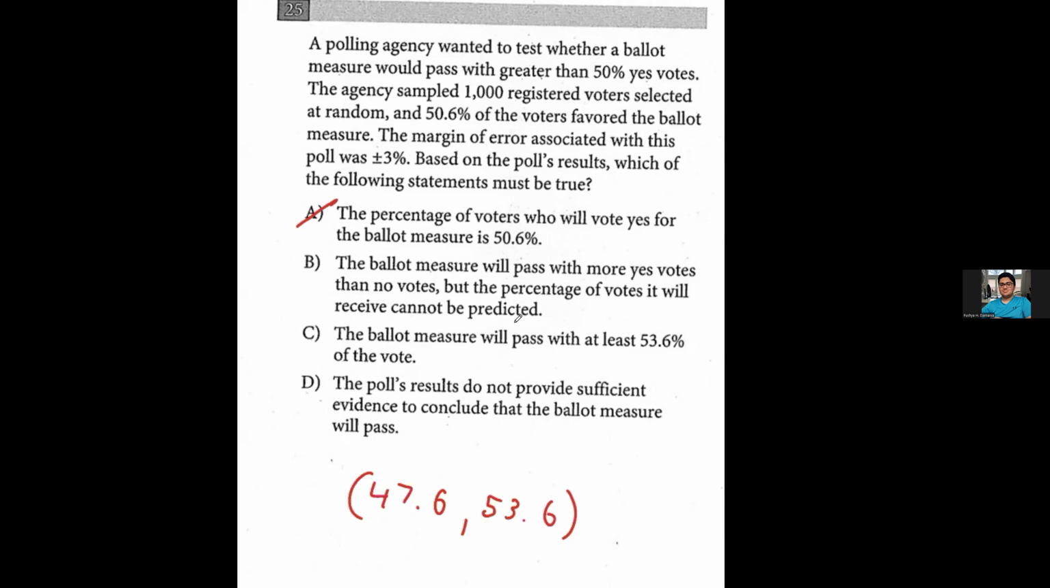The ballot measure will pass with more yes votes than no votes, but the percentage of votes it will receive cannot be predicted. Well, we don't know if it will pass because if it's less than 50%, then it won't pass. And in our interval, we do include numbers that are below 50%. So we do not know for certain that it will pass. So it's not this, and then will pass. So it's not C. So the correct answer is D. Do not provide sufficient evidence to conclude that the ballot measure will pass.